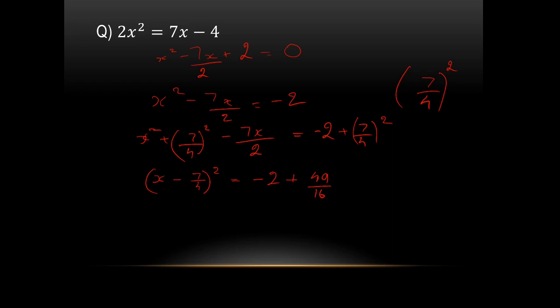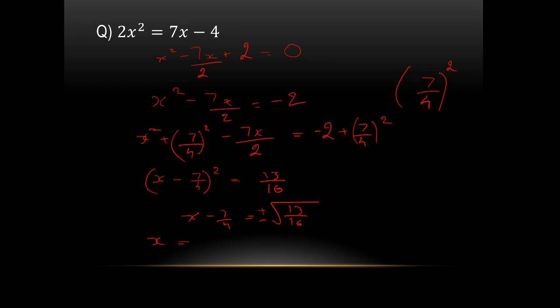Let's find the value of that. So this will be equal to 13 by 16. We can take this out and it becomes plus 13 by 16. So we take square root on both sides. It becomes x minus 7 by 4 equal to square root of 13 by 16. Here it is plus or minus square root.